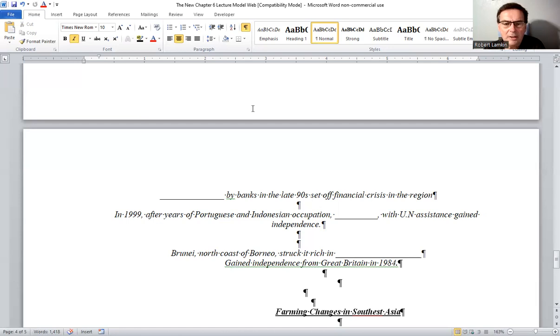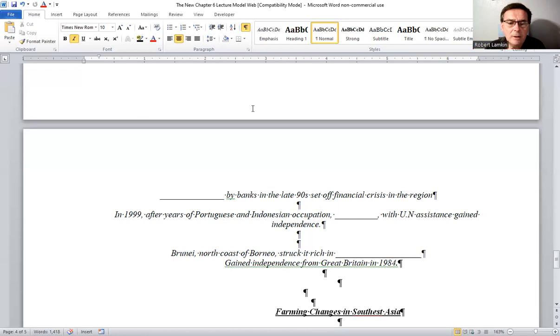Farming changes in Southeast Asia. Economic crisis, again: overlending in Indonesia in the late 90s by banks there set off a financial crisis in the entire region. And that was certainly a domino effect. Farming changes in Southeast Asia.